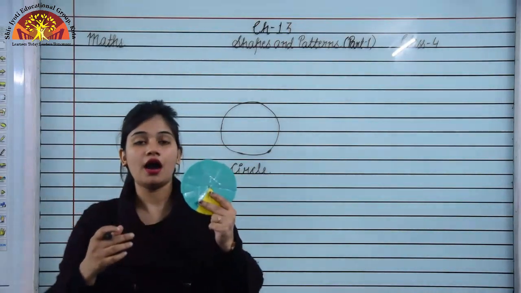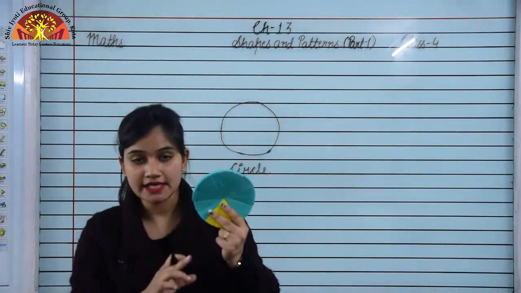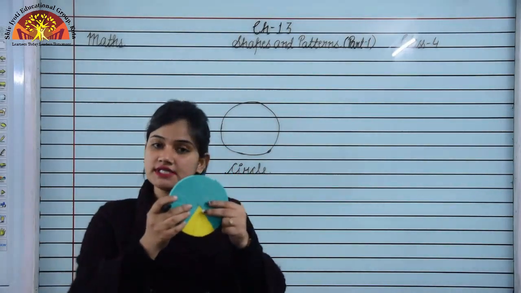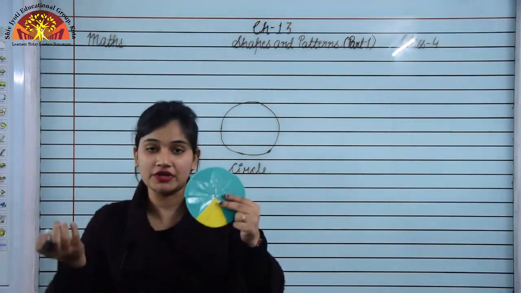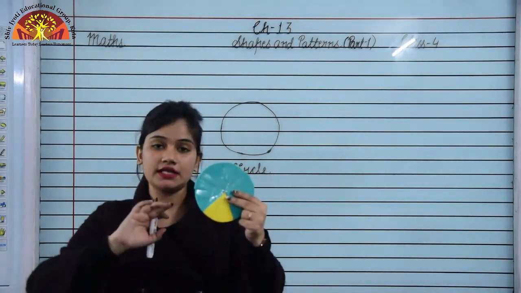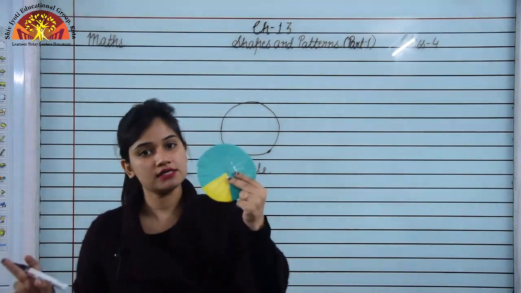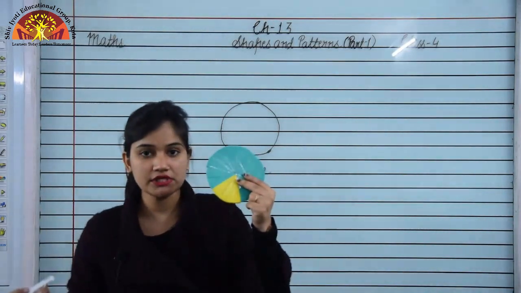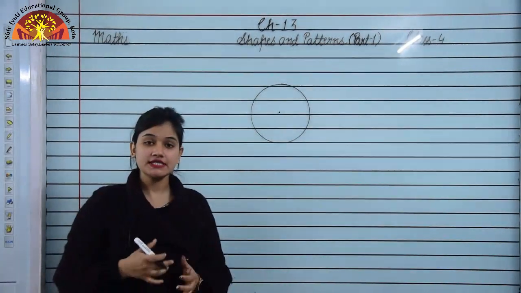Now in this circle, how many vertex can you see? Are you able to see any line segment here? No. We cannot see any line segment in this circle. So when there is no line segment, how will we get a vertex? It means there is no vertex, no line segment, no angles in a circle. A circle will have no line segment, no vertex, and no sides. Is it clear?